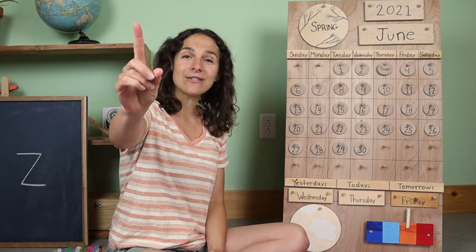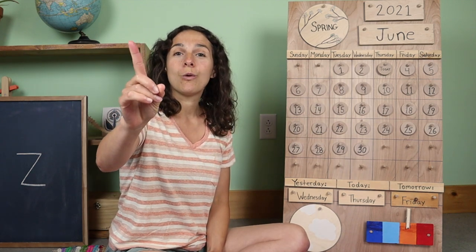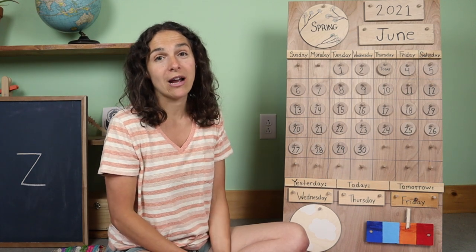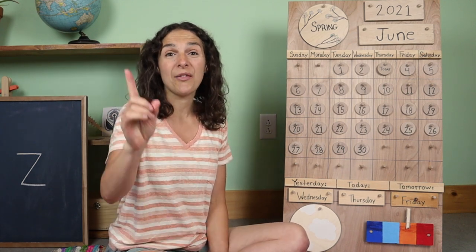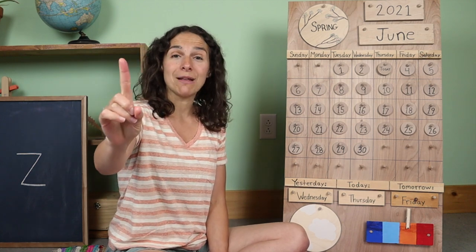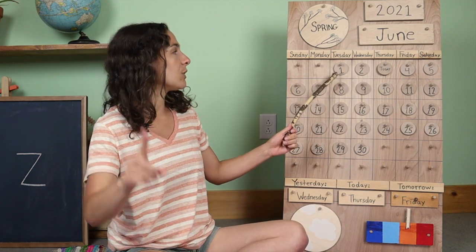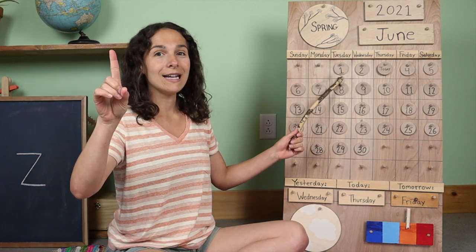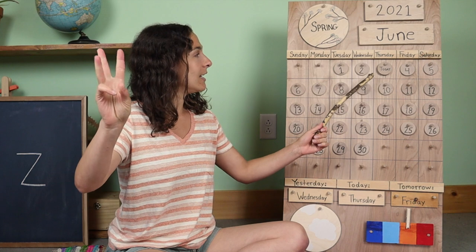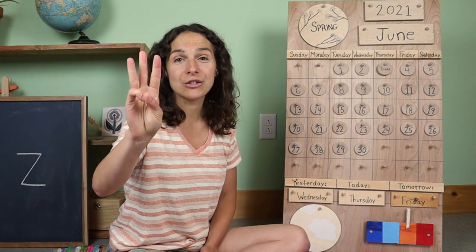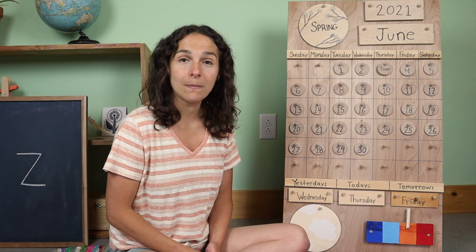And can I see your counting fingers? We'll give them a little stretch to warm them up. We don't have very much counting to do, but we are going to count the days that we've had so far in the month of June. So get those counting fingers ready. We'll start with the number 1. 2, 3. We have had 3 days so far in the month of June.